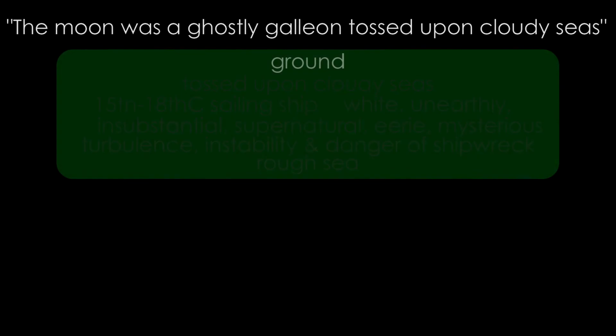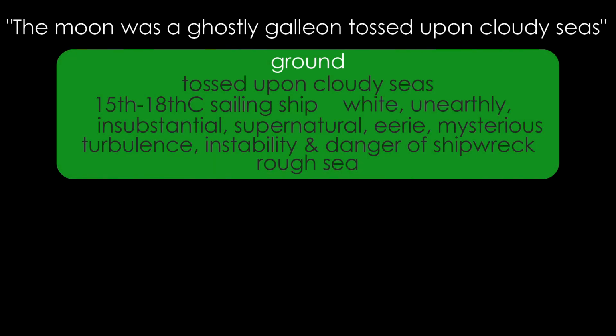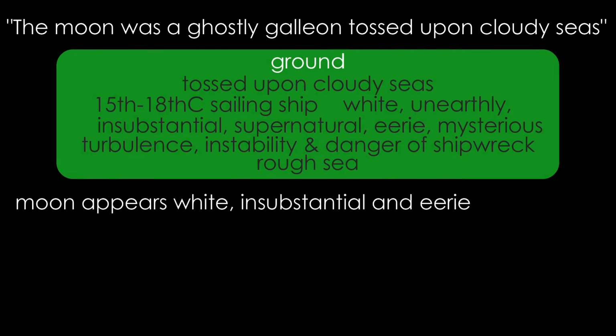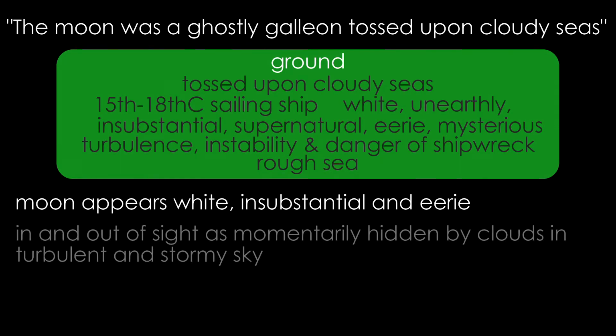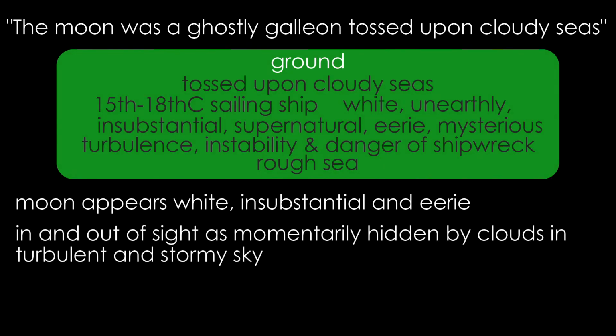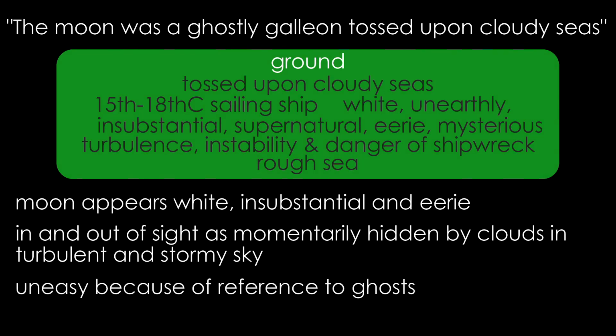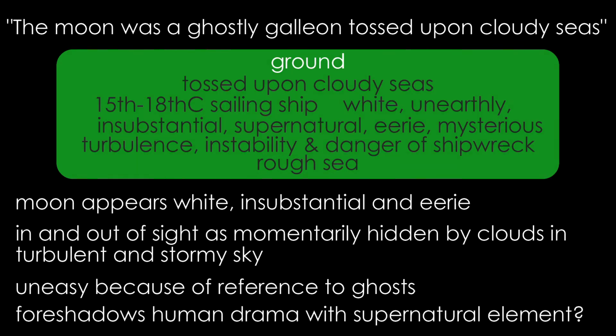Once we have projected the properties of a ship being tossed about on a rough sea onto a moon in a cloudy sky, we can see that the writer has painted a portrait of a moon which appears white, insubstantial and eerie, which comes in and out of sight as it is momentarily hidden by clouds in a turbulent and stormy sky. This is one of a number of very striking, tense and dramatic images which start this poem. We are made uneasy by the reference to ghosts, and that, along with the turbulent weather, perhaps foreshadows some human drama with a supernatural element to come.